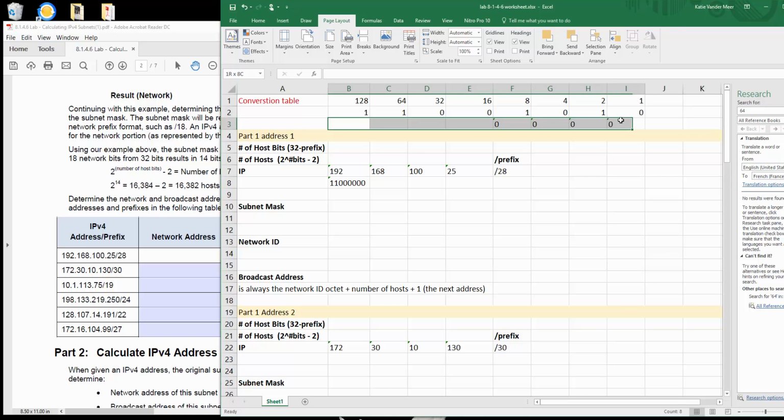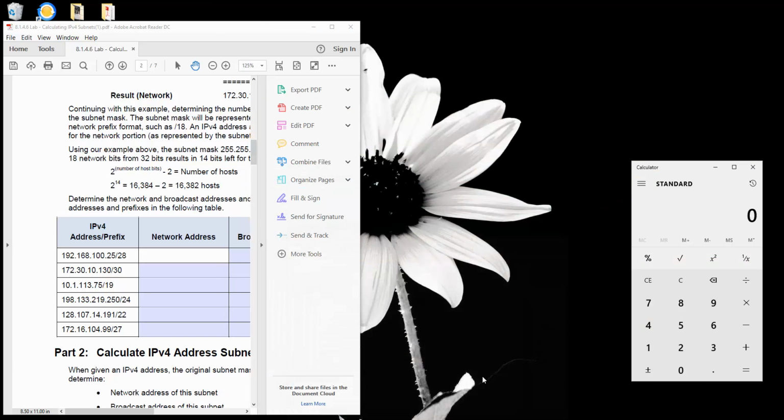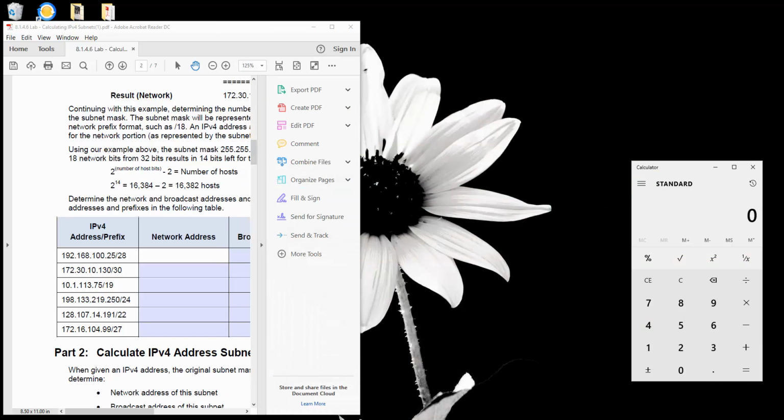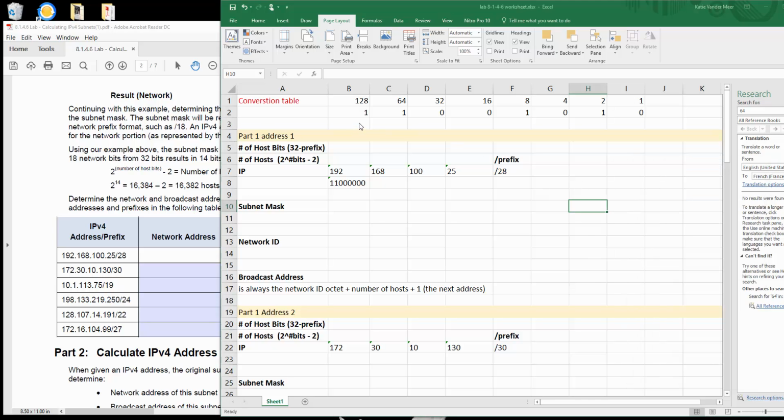So let's just clear this out and we could do another example. I've got to use my calculator so I don't publicly humiliate myself with my inability to do simple math. But let's say 168 minus 128, because that's where we're starting. Can we do that without going negative? We can, so we put a 1 there. And you'll notice I had 40 left. So can we subtract 64 from 40 without going negative? We cannot. So we'll put a 0 there.